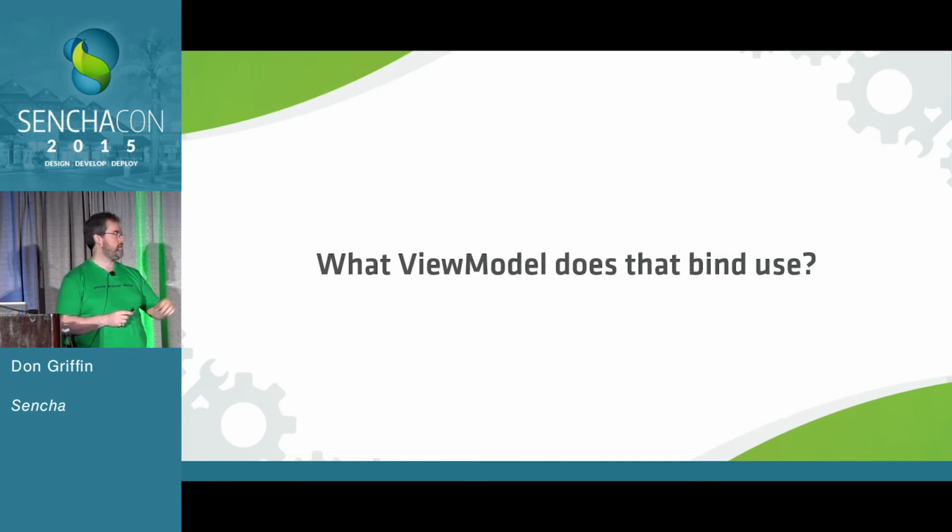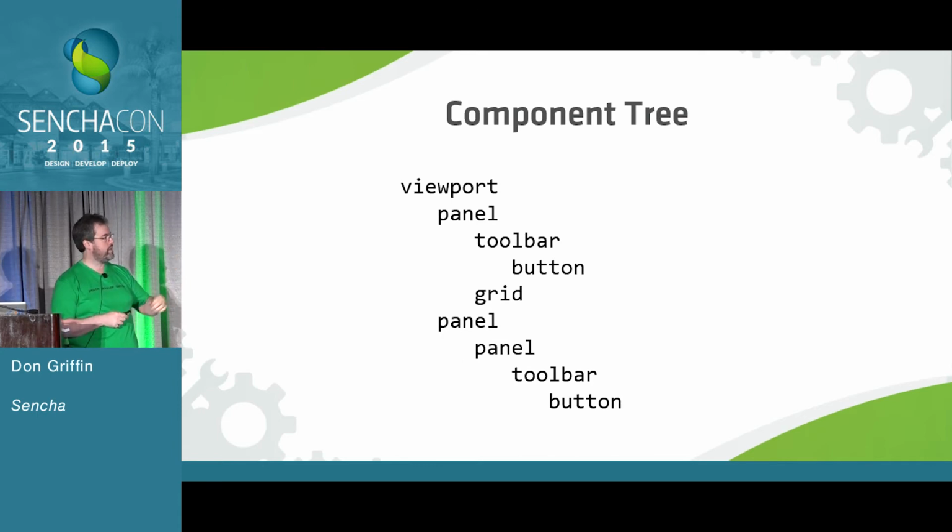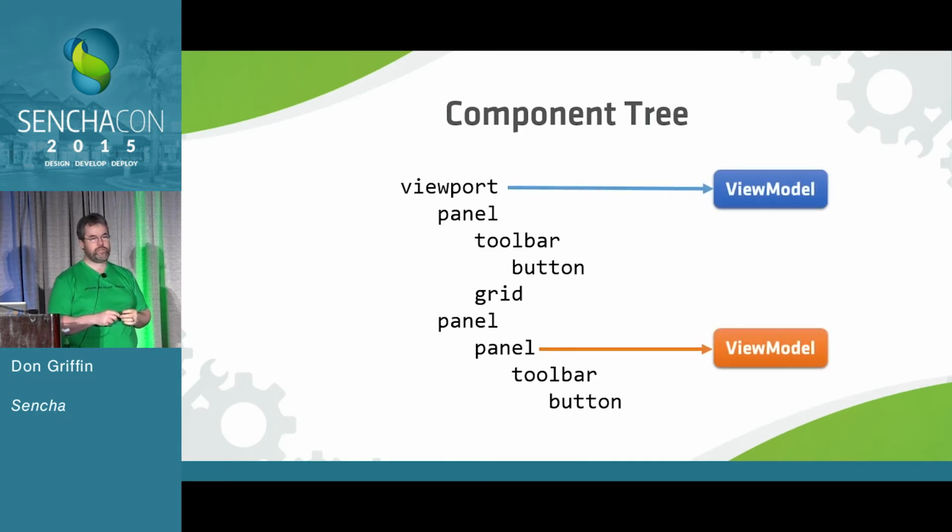So the first question is, okay, you can declare this on there, but where does that view model come from? Because you have to track one down. And the intuitive answer is it would come from that component or some container of that component, climbing up the component hierarchy until somebody provides this view model. So that's what is going to happen here with this example hierarchy. We're going to take the viewport. We've got a couple of panels, toolbars, buttons, and grids. And we've associated two view models at those two locations in the component hierarchy. And they essentially paint the hierarchy below with themselves.